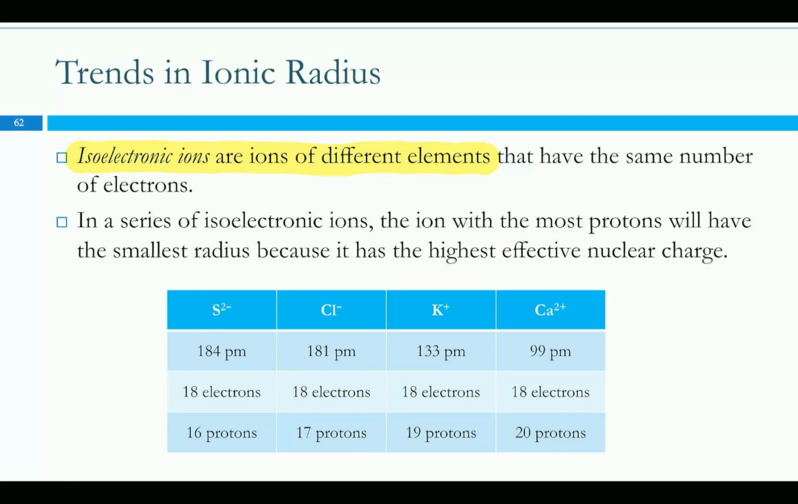So it's a little bit larger, but if we go from chlorine to potassium, it is a lot smaller than chlorine because of higher nuclear charge, and calcium's even higher.